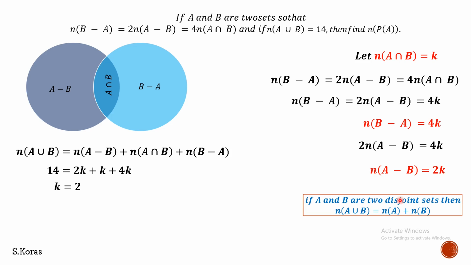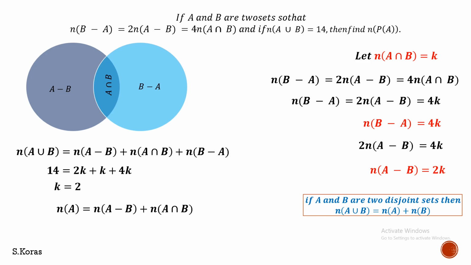If two sets are disjoint, then n of A union B will be equal to n of A plus n of B. So since these two sets are disjoint, we can apply the formula. This n of A, the total number of elements in the set A, will be equal to the number of elements in A difference B plus the number of elements in A intersection B. So we have the next clue: n of A is equal to n of A difference B plus n of A intersection B.